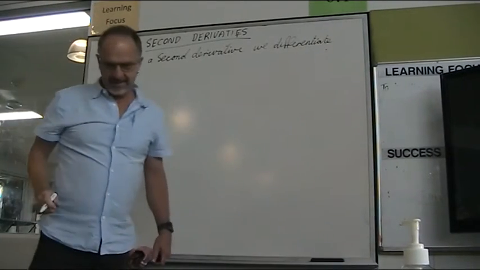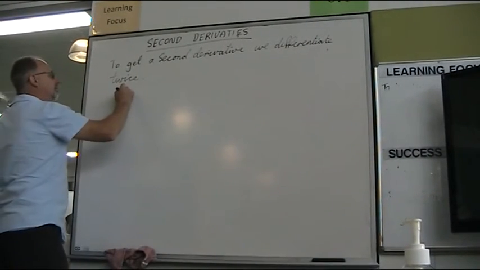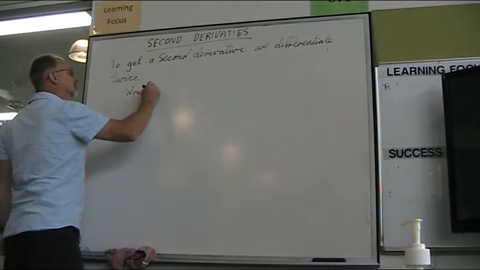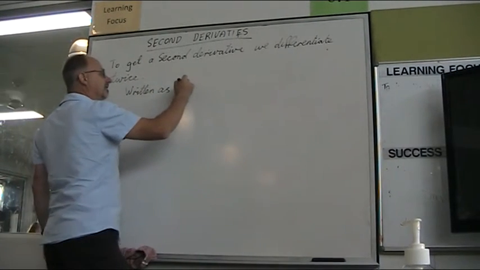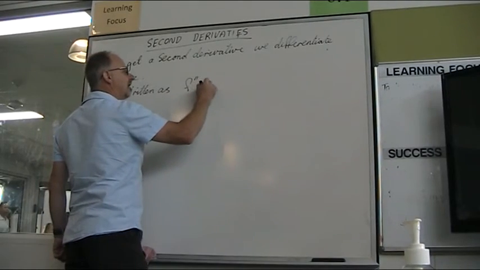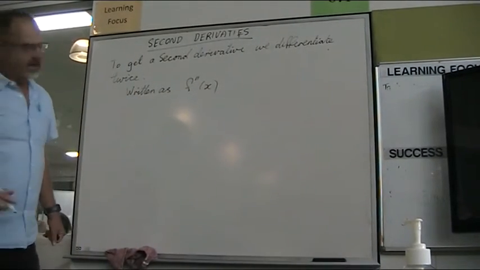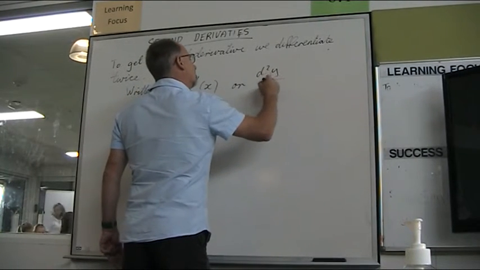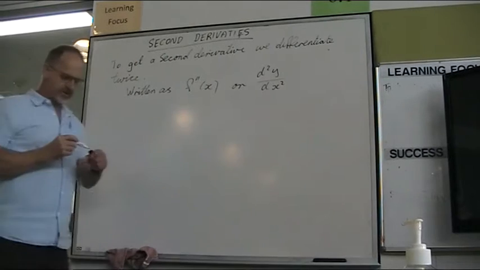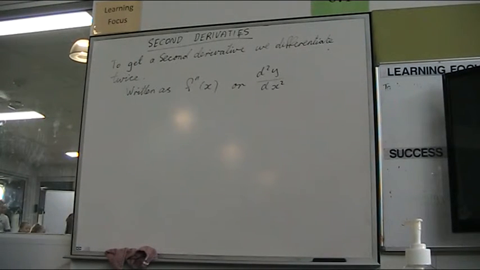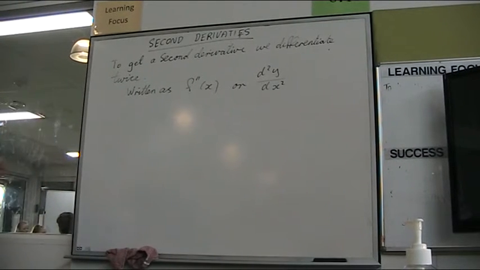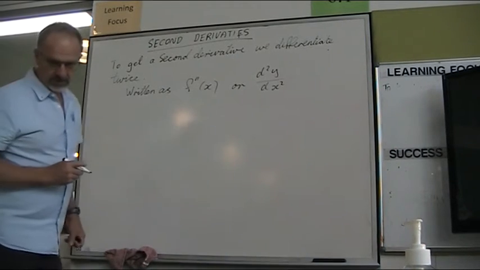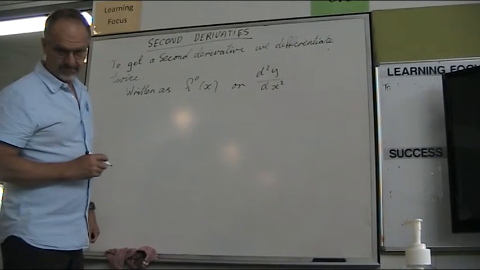Alright, so the symbols that we use. In function notation, it's f double dashed x, and in Leibniz notation, it's d2y dx squared that's used to indicate a second derivative. Alright, so let's have a look at three examples.